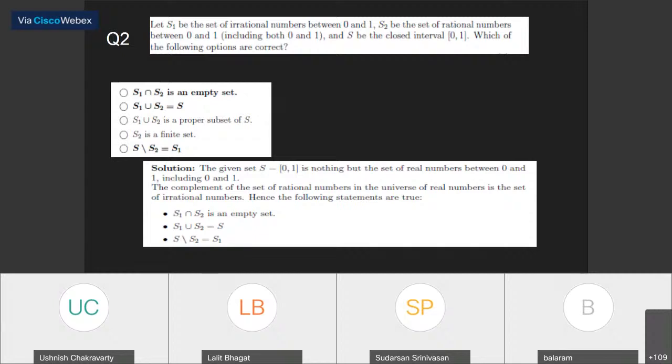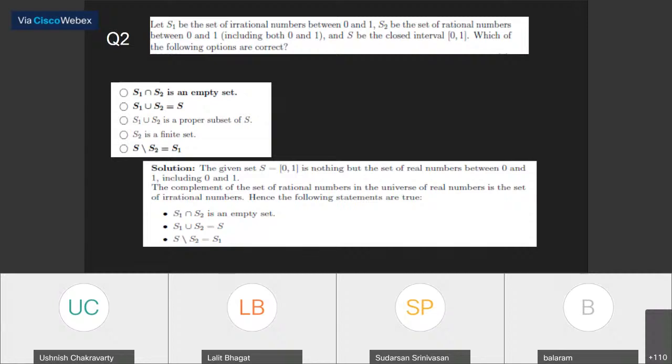But here we saw that S1 union S2 is equal to S. So it cannot be a proper subset. It can be a subset of S, not a proper subset of S. So hence option 3 is not correct. And option 4 is also not correct. The other three options are correct.